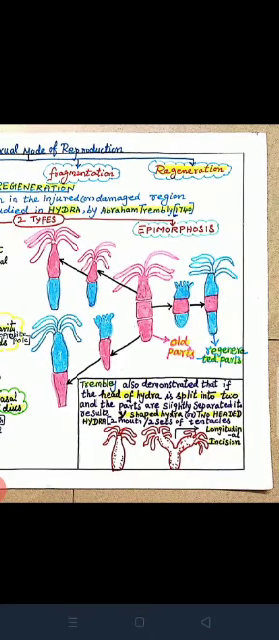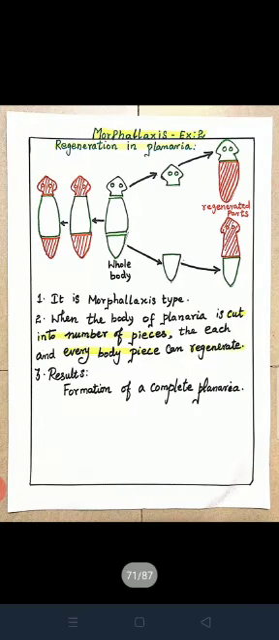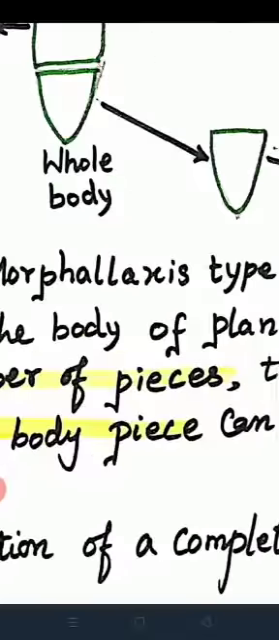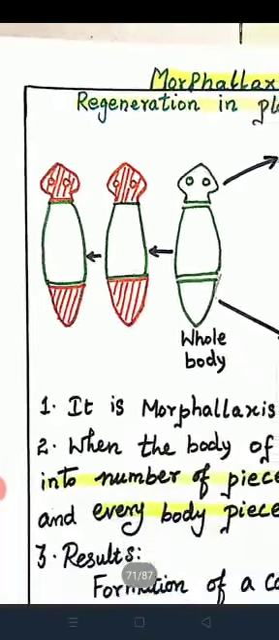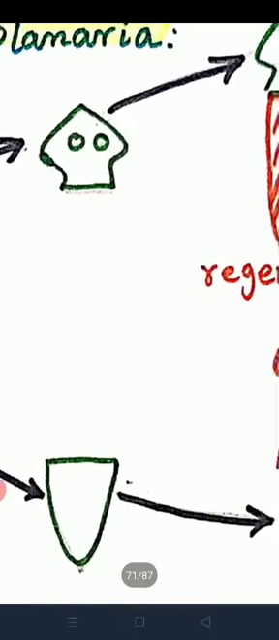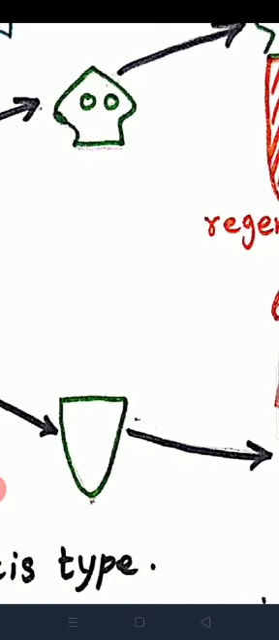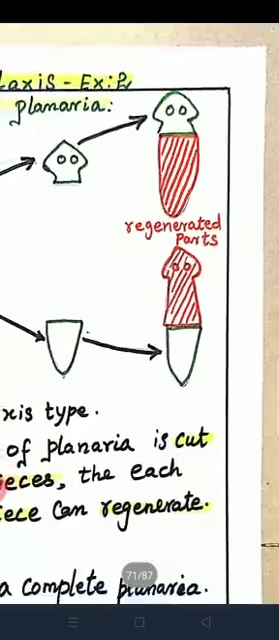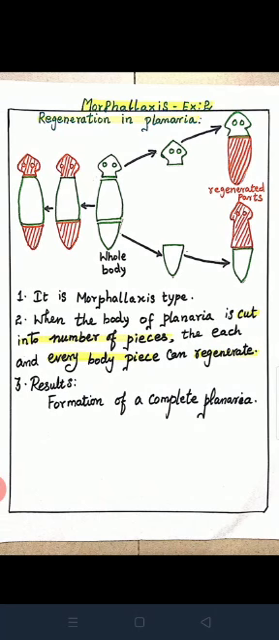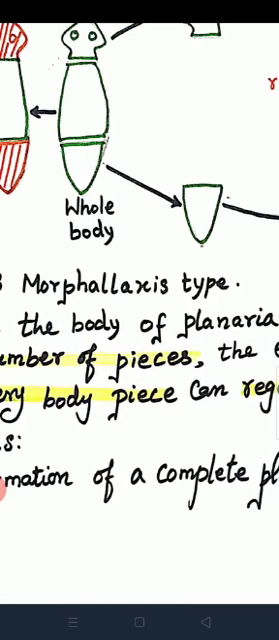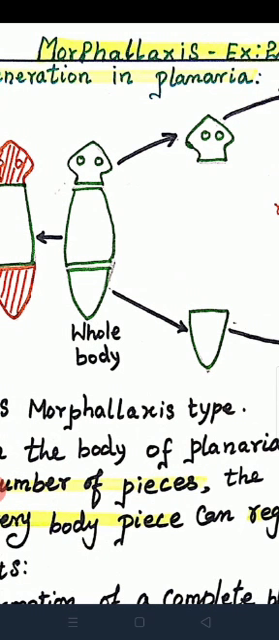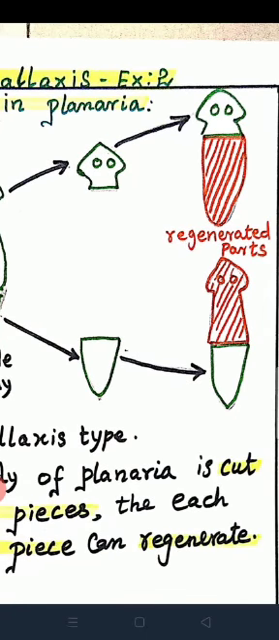We'll start morphallaxis example 2, regeneration in Planaria. Recall the concept once again. Whole body grows from a small fragment. These are the regenerated parts. These are the split parts. Then it regains its original part. Yes, this is the main concept in morphallaxis. See the picture. When the body of Planaria is cut into a number of pieces, each and every piece can regenerate. At last, it results in the formation of a complete Planaria.